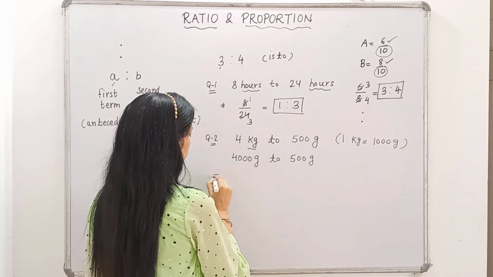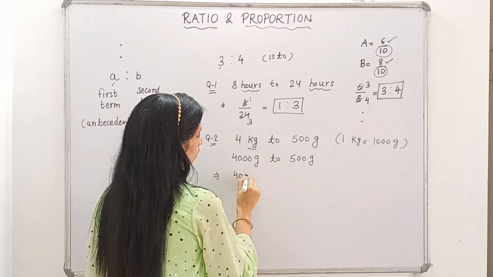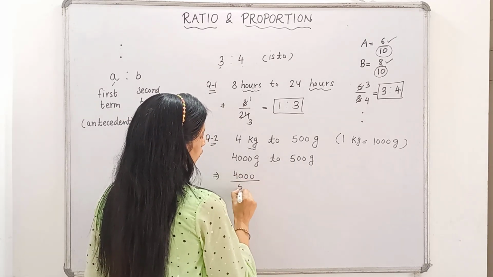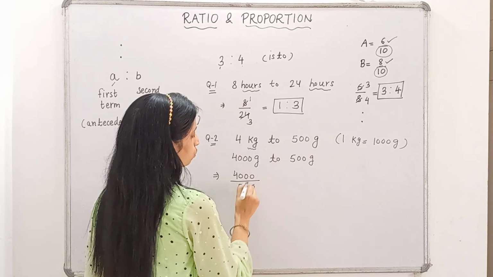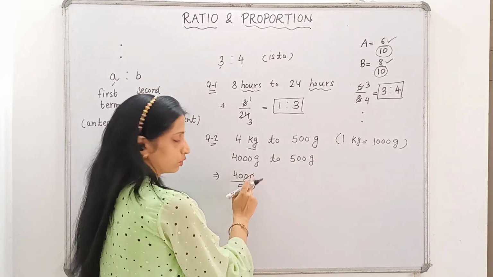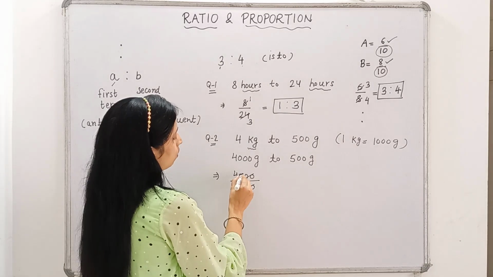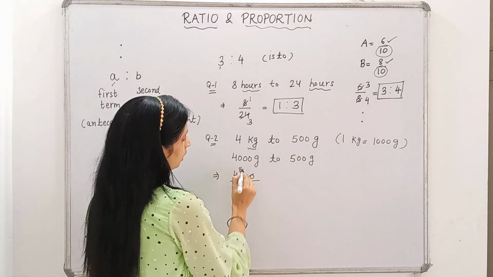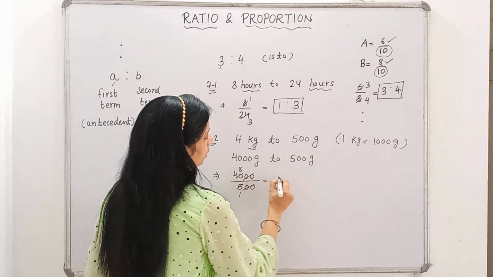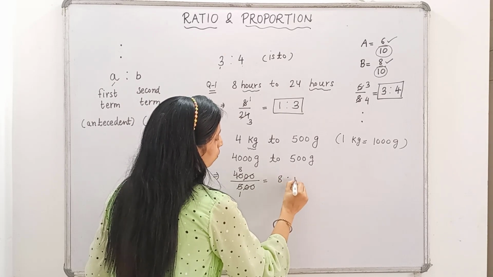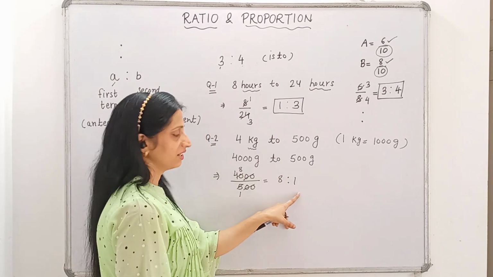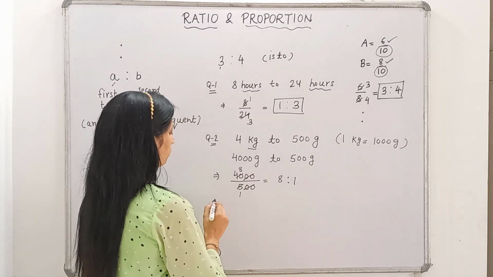Now, finding the ratio will become very easy. 4000 upon 500. We can cancel 2 zeros by 2 zeros. Now, 5 8s are 40, 5 1s are 5. So, the ratio will be 8:1. Okay. Now, let's take one more example.